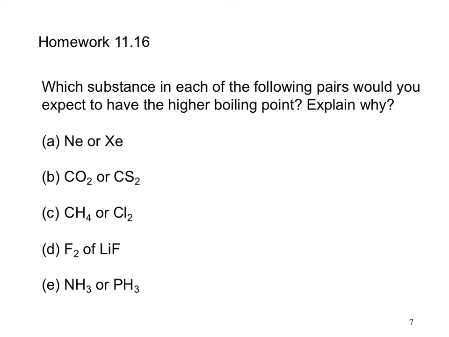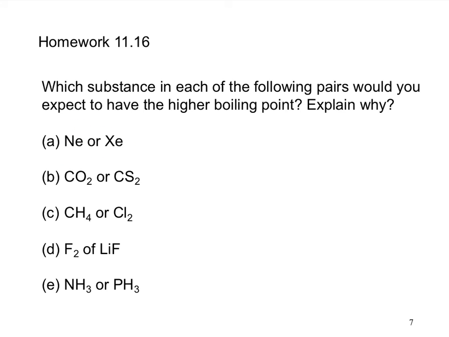There's no ion-ion interactions involved. They do not have a dipole moment. They are all nonpolar, so there's no dipole-dipole interactions. So the only possible intermolecular force they have is dispersion. But they all have dispersion interactions.